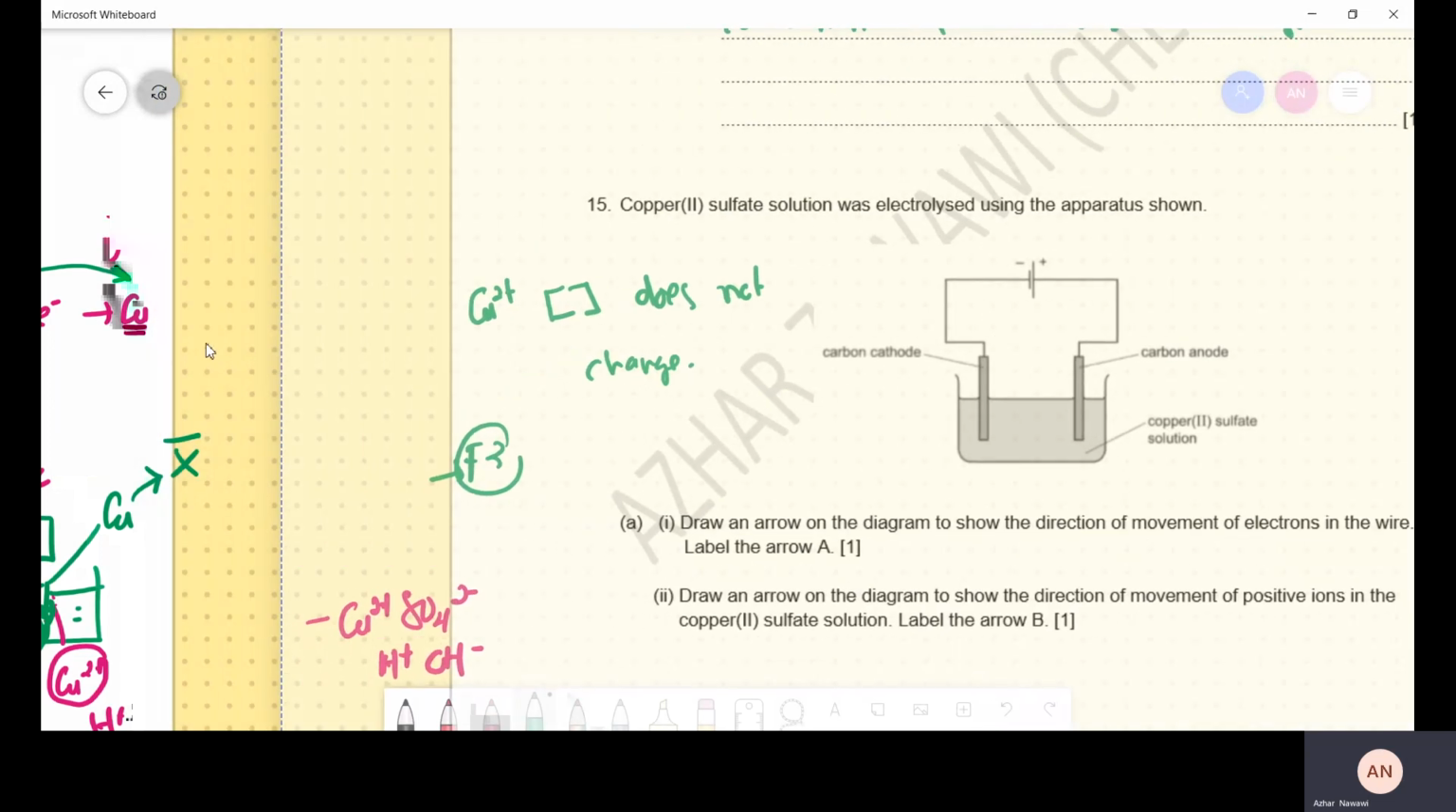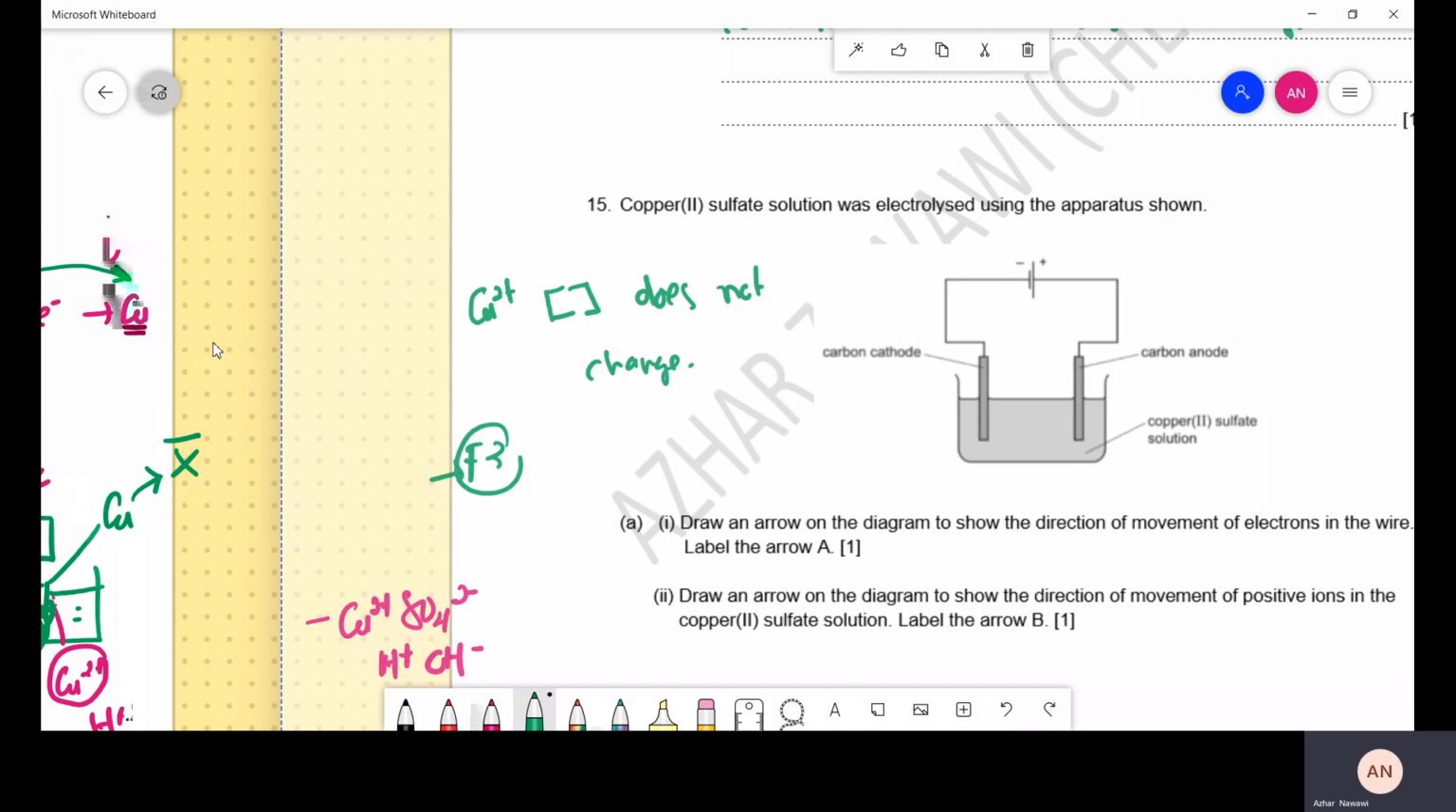Okay, for question number 15, copper sulfate solution was electrolyzed using the apparatus shown. Draw arrows to show the direction of movement of electrons. So you need to remember: first, you write down the factors.